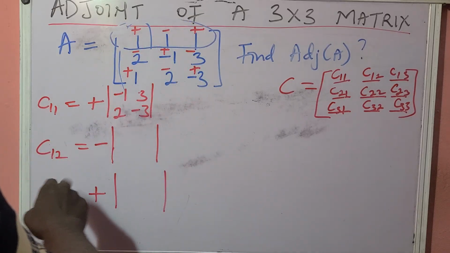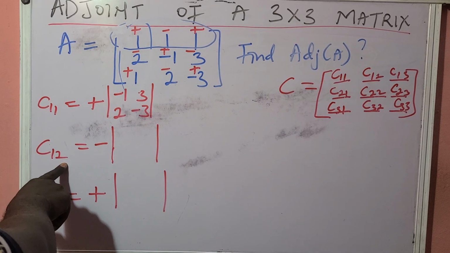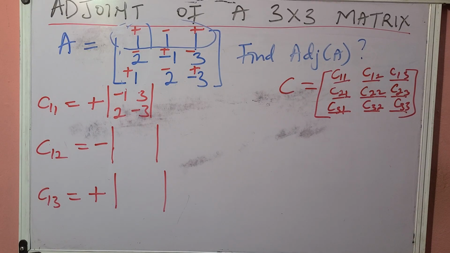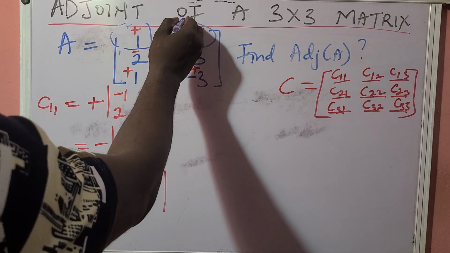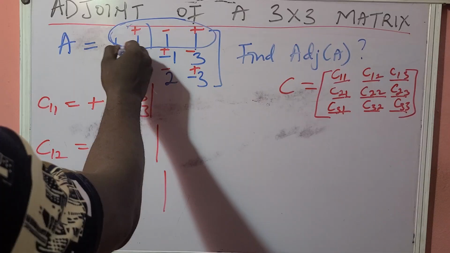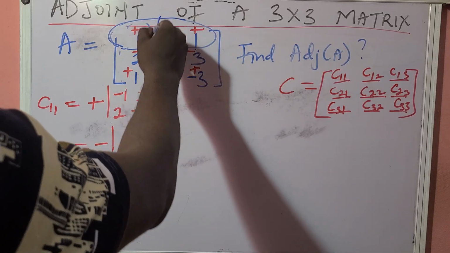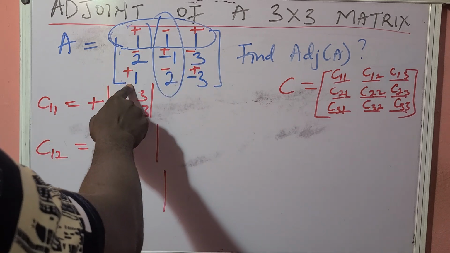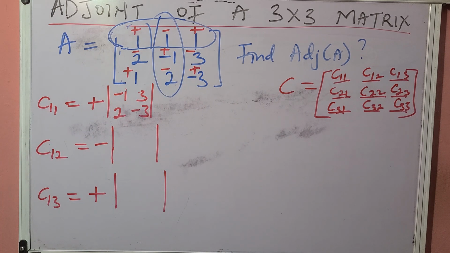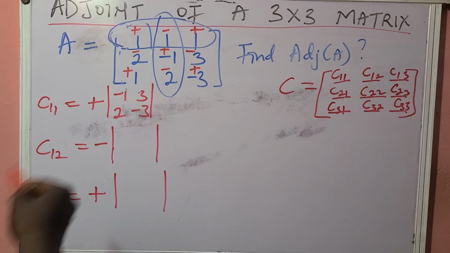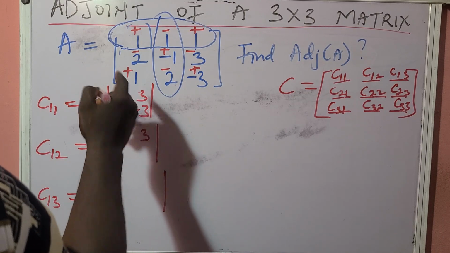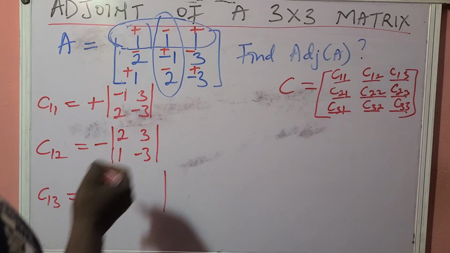So C21 is row 1, column 2. Row 1, column 2. So we are still interested in row 1. We are going to shut off the whole of row 1, and we're going to shut off the whole of column 2. So now we'll be left with 2, 3, 1, -3. And that's what we're going to be fixing inside our determinant braces. So 2, 3, 1, -3.